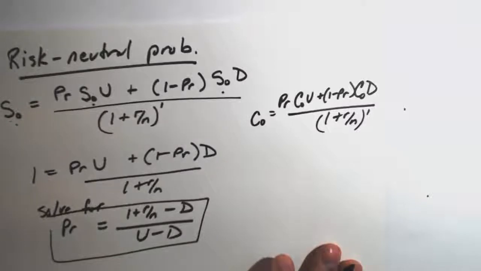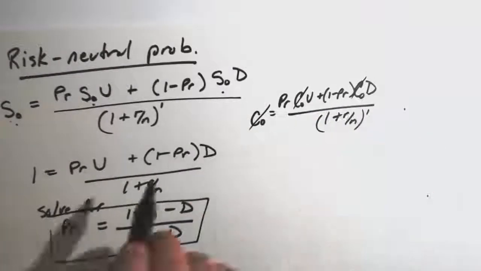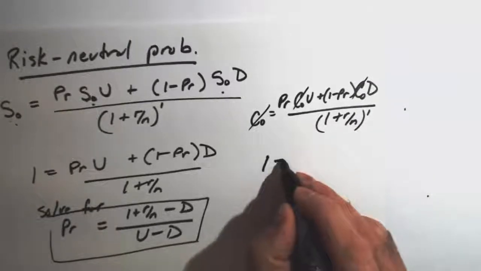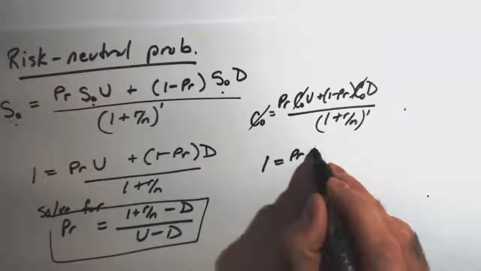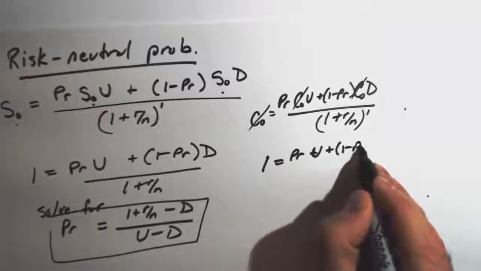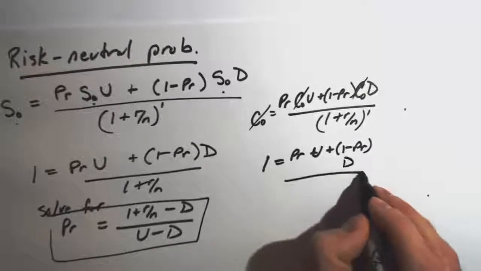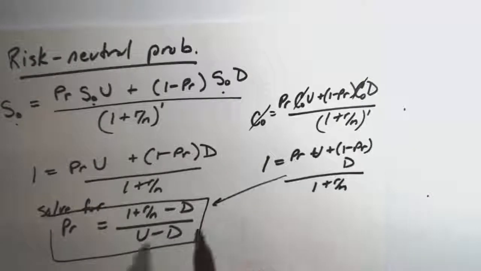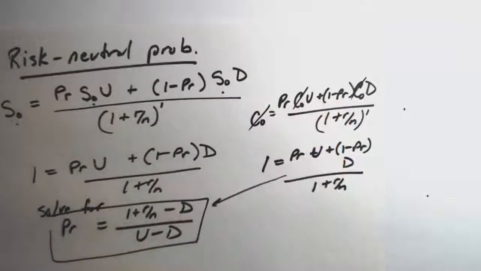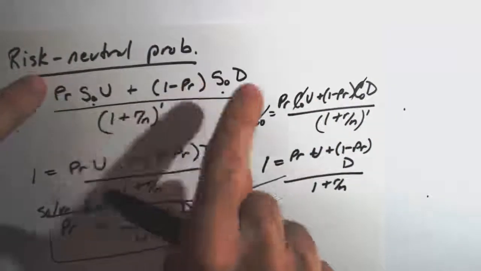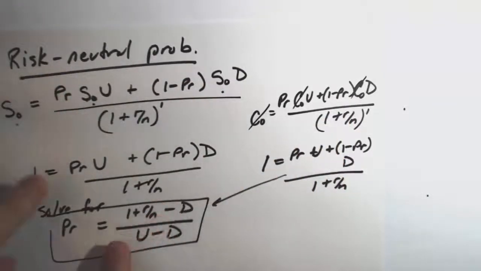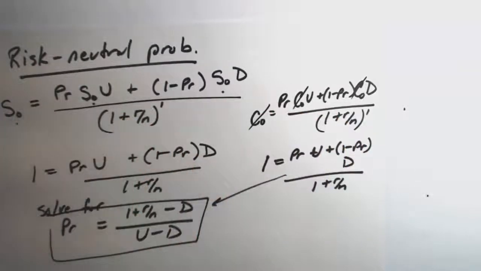You can also look at it that way, cross out the C subscript zeros, and you get 1 equals PR U plus 1 minus PR times D, all divided by 1 plus R to the N. And what you end up getting is the same probability. Okay? Same probability. You can derive it from the stock, you can derive it from the call, because at this point, both are riskless, because we just put together a riskless hedge. So the risk-neutral probabilities apply to the call, apply to the stock.